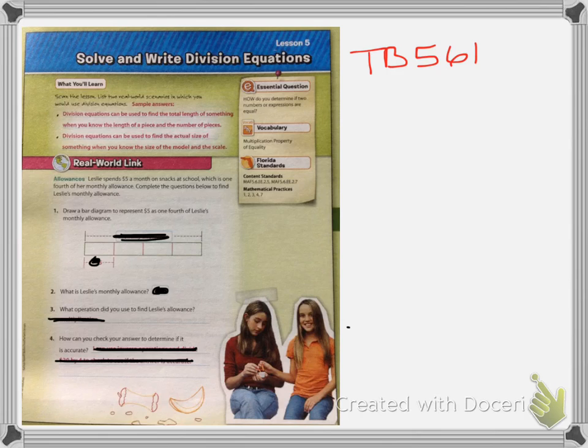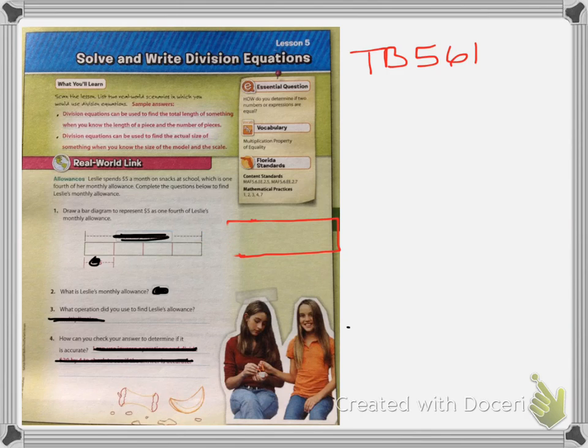For the real world link, it says allowances. Leslie spends $5 a month on snacks at school, which is 1/4 of her monthly allowance. Complete the questions below to find Leslie's monthly allowance. So it says to draw a bar diagram to represent $5 as 1/4. So off to the side, somewhere around here on your paper, I'd like you to go ahead and draw a bar diagram.